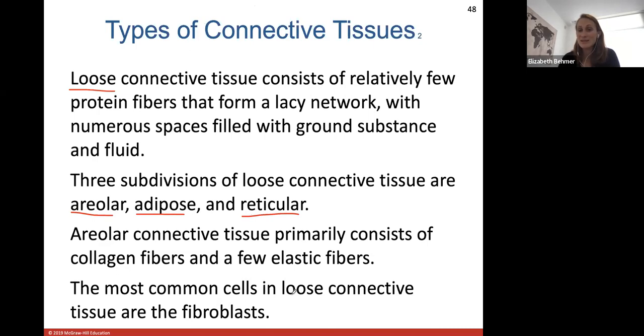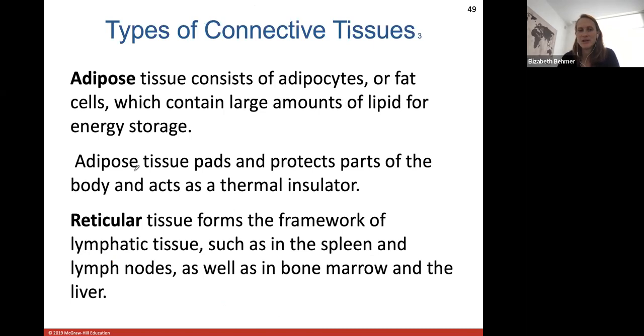The most common cells in loose connective tissue are always fibroblasts, because they're the cells that help to create those fibers. Adipose tissue consists of adipocytes, which are fat cells, and they contain fat or lipids for energy storage. Adipose tissue will pad and protect parts of your body, also acting as a thermal insulator. Reticular tissue forms the framework of lymphatic tissue, such as in your spleen and lymph nodes, as well as in the bone marrow and liver.